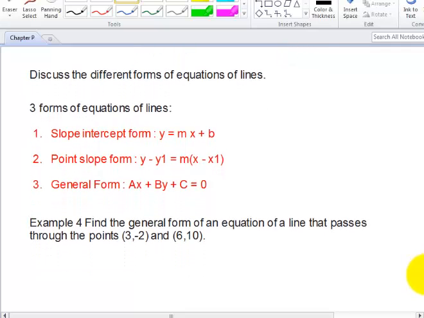Now we're going to discuss something, and in any of these last problems that we did, if you feel like you should take notes, you should definitely take notes on what you're not quite sure of. This is all review for pre-calculus. So I'm going to pause the video, and I'd like you to write down these 3 different forms, and then we're going to talk about finding the general form in this next problem. So let me pause the video, and you should pause it also, so that you can copy down this information.